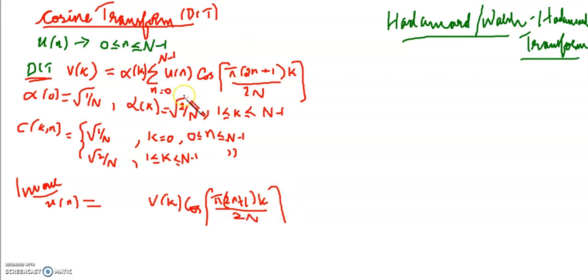That this term is the same. Then you have alpha k also. So here the alpha k comes inside the summation, because for Vk, k is the variable. So this alpha k also comes inside the summation, and k varies from 0 to n minus 1. So this is the expression for the inverse transform.